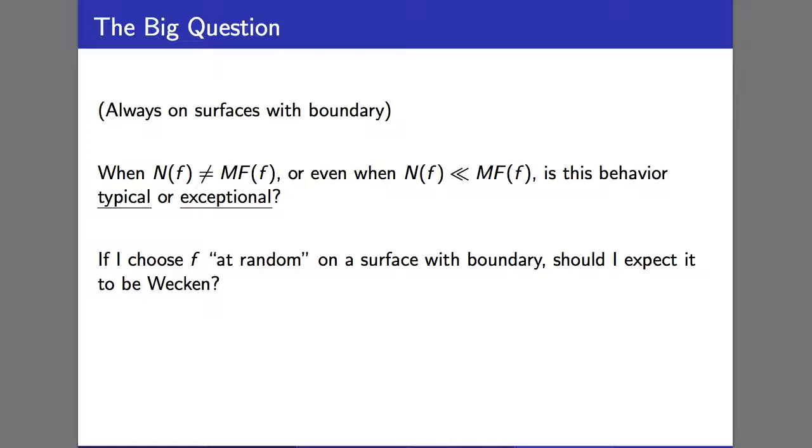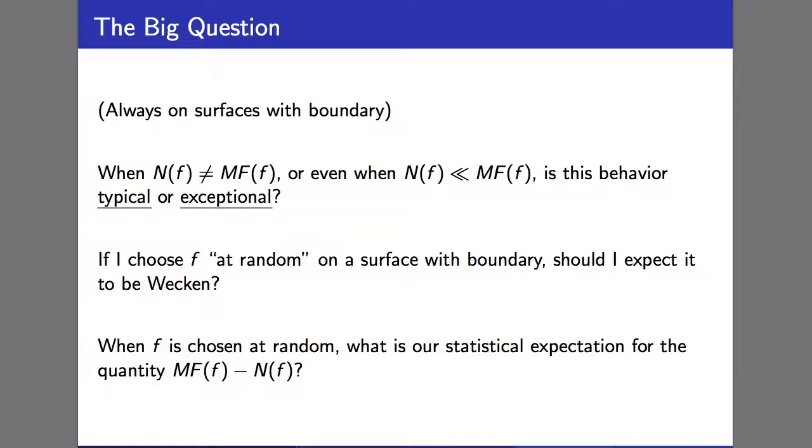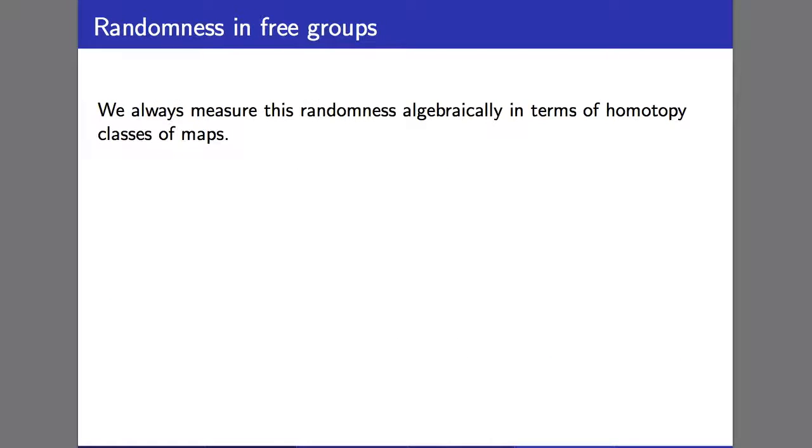More technically, or maybe less technically, if I choose f to be a map sort of at random on a surface with boundary, should I expect it to be Beckon? That is, should I expect the Nielsen number to equal the minimum number? Or you could also ask, if you choose the map at random, what is our statistical expectation for this quantity, the minimum number minus the Nielsen number, the expected value of this quantity? Statistically, could we measure that? These are the kinds of things I want to talk about today.